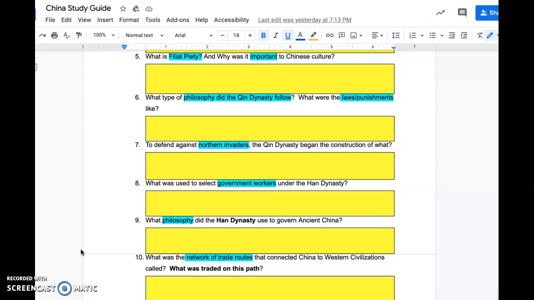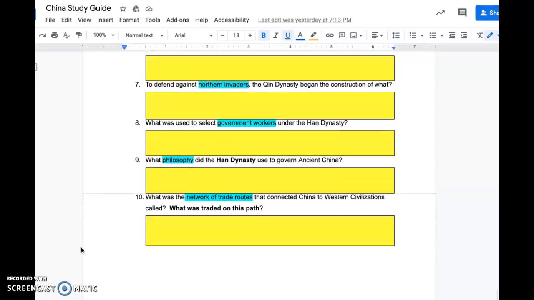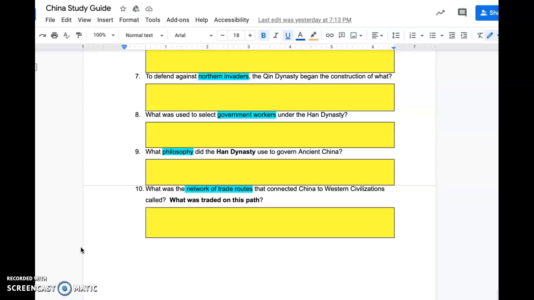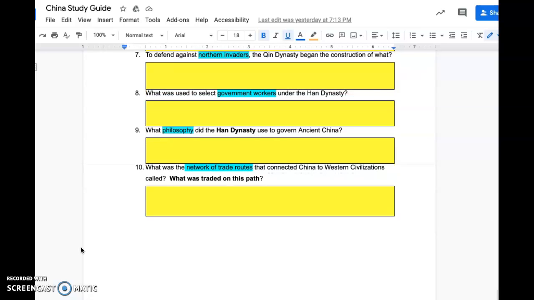Number 7. To defend against northern invaders, the Qin dynasty began the construction of what? Number 8. What was used to select government workers under the Han dynasty? Number 9. What philosophy did the Han dynasty use to govern ancient China?